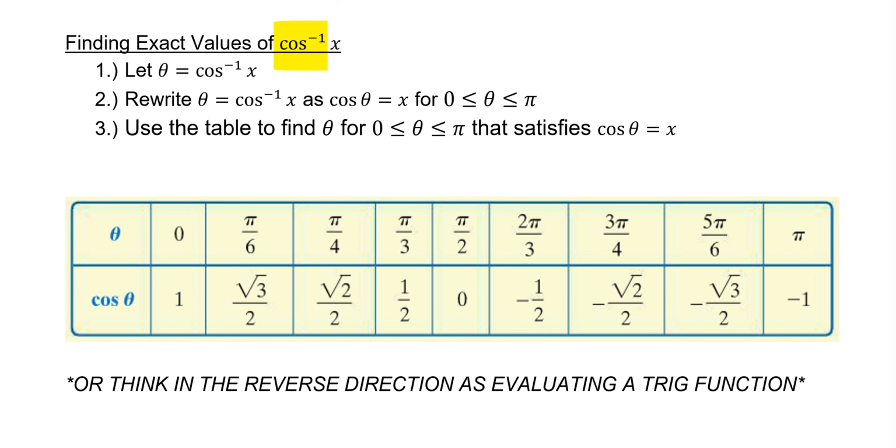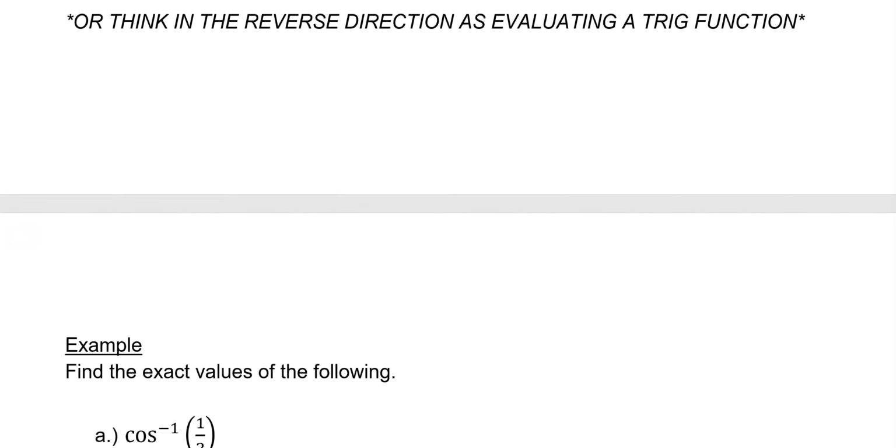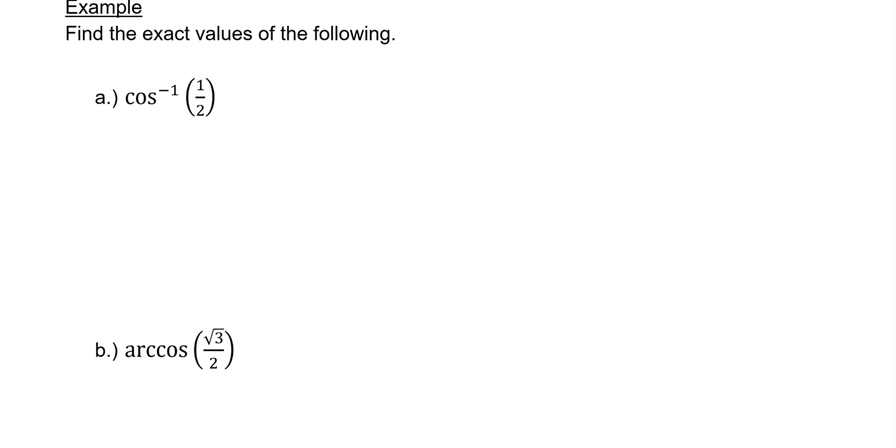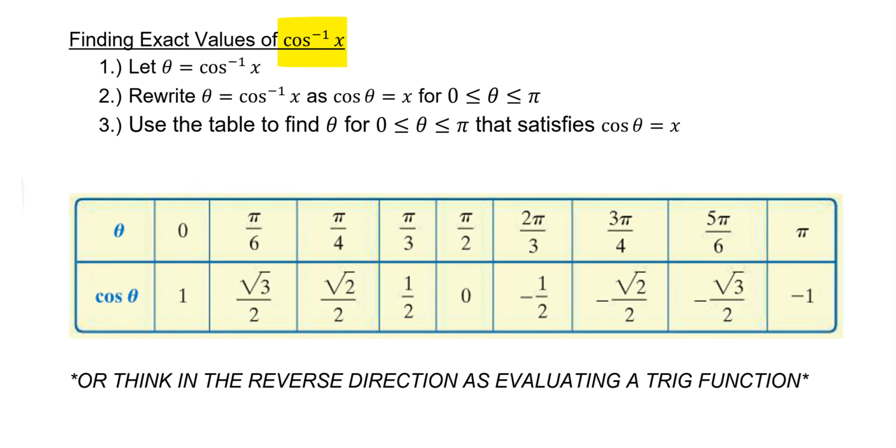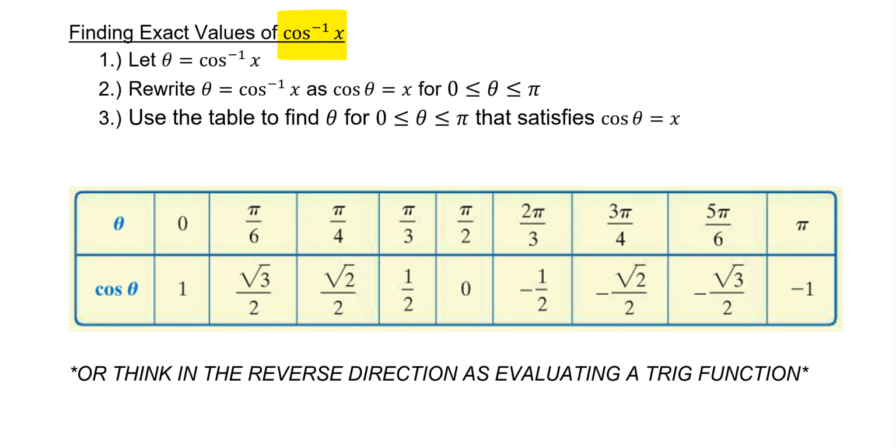All right, so like I said, what we're going to be doing is essentially the same thing we were just doing with sine inverse. We're going to be evaluating cosine inverse of some value. So, for example, cosine inverse of 1/2, arccos of radical 3/2, and so on. We're basically going to be following the same steps. We're going to know that this represents an angle. So once again, our answers are going to be angles in radians. So we can let it equal theta. Then we can rewrite theta equals cosine inverse of x as cosine of theta equals x. And we just have to remember that the theta that we're trying to figure out is going to be on the restricted domain of cosine between 0 and pi.